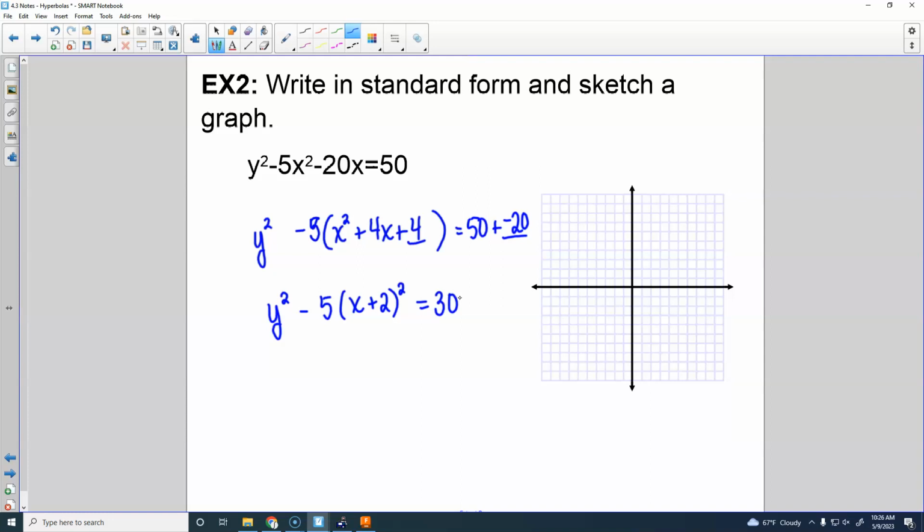And then we will divide everything by 30. So this will be equal to 1. So y squared over 30 minus 5 over 30 reduces to give us x plus 2 squared over 6 equals 1.